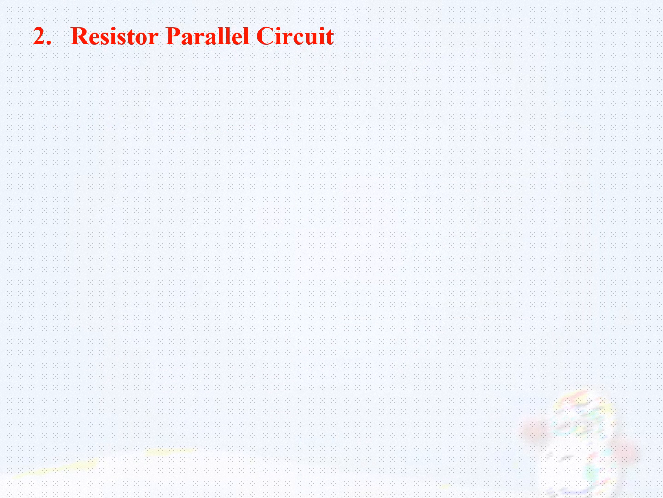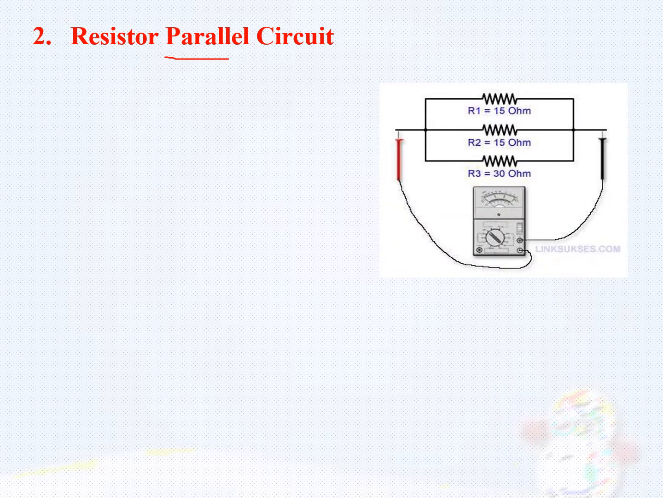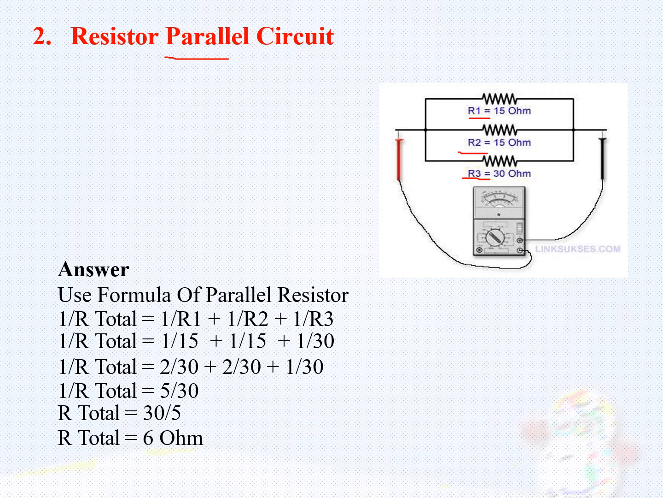Similarly, I will consider a parallel circuit. Again, I have considered three resistances R1, R2, R3 whose values are 15, 15, 30, and this combination is connected with the source. What will be the answer? I have used the parallel resistance formula. We have seen in the analysis, 1 upon R total, meaning the equivalent resistance, is 1 upon R1 plus 1 upon R2 plus 1 upon R3. So we find its reciprocal. The answer comes out to be 6 ohm. So you can see that all these three resistances connected in parallel can be replaced with a single resistance whose value is 6 ohm.